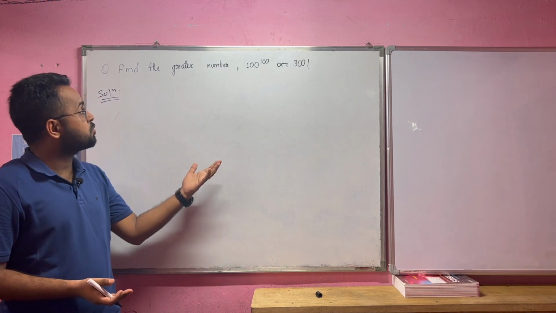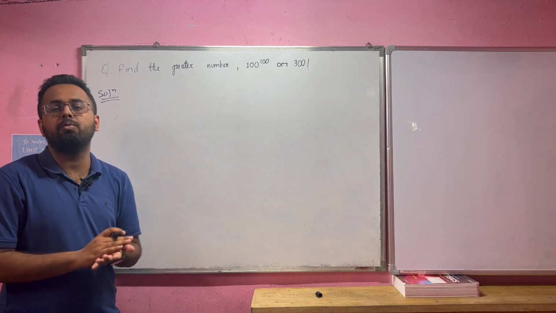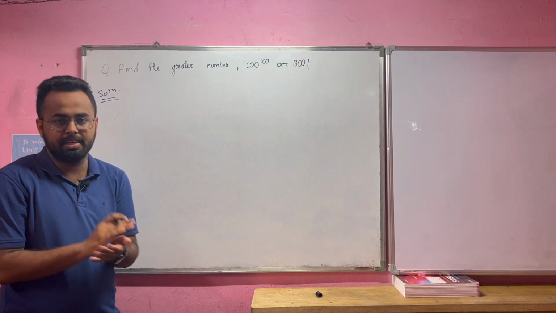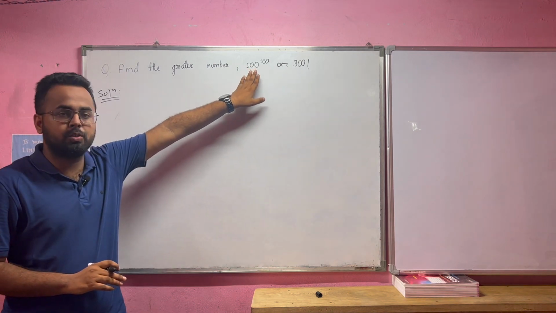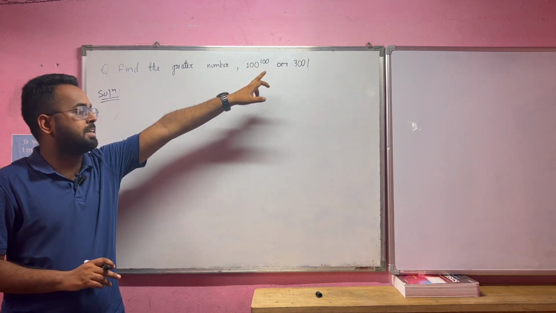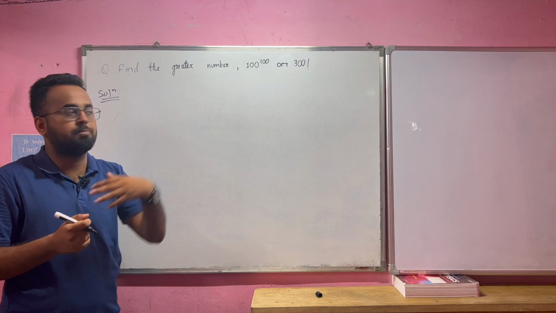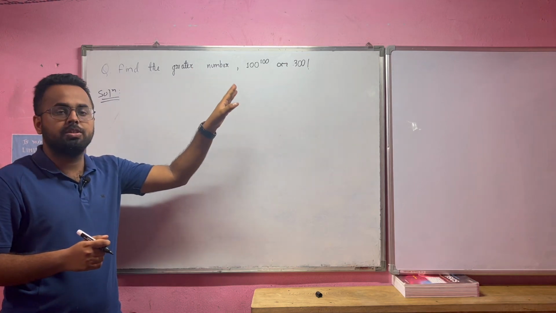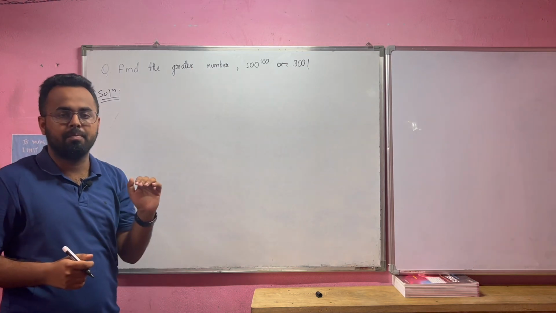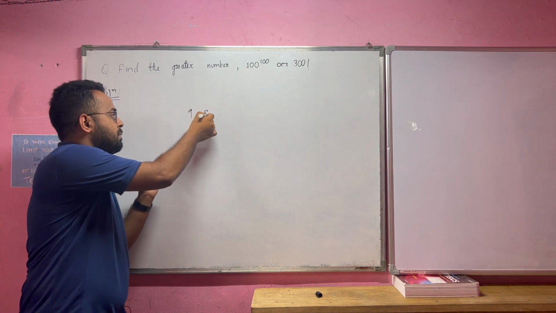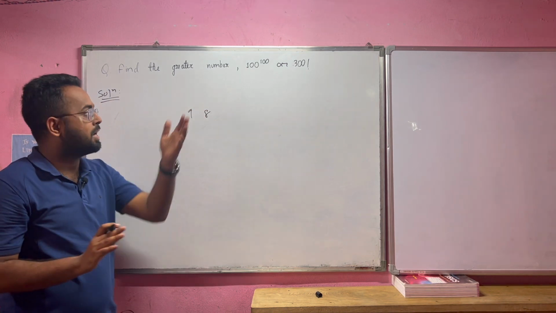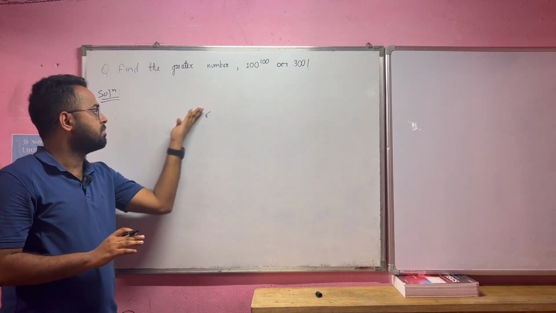Let's come to the next question. This is a little tricky question, a little harder than easy. We have been given two numbers, 100 power 100 and 300 factorial. So I have to find which number is the greatest between them. Now this is not 9 and 8, where you can just look and tell whether 9 is bigger or 8 is bigger. These are big numbers. You need some methodology.